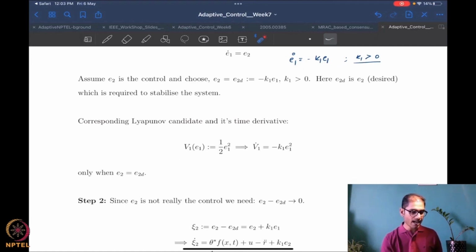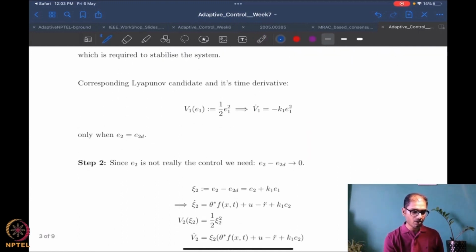And again, in the ideal case, V1 dot is minus k1 e1 squared. In fact, it might not be completely wrong to say this is V1d, because it is like V1 desired. And this we say clearly when e2 is exactly equal to e2 desired.